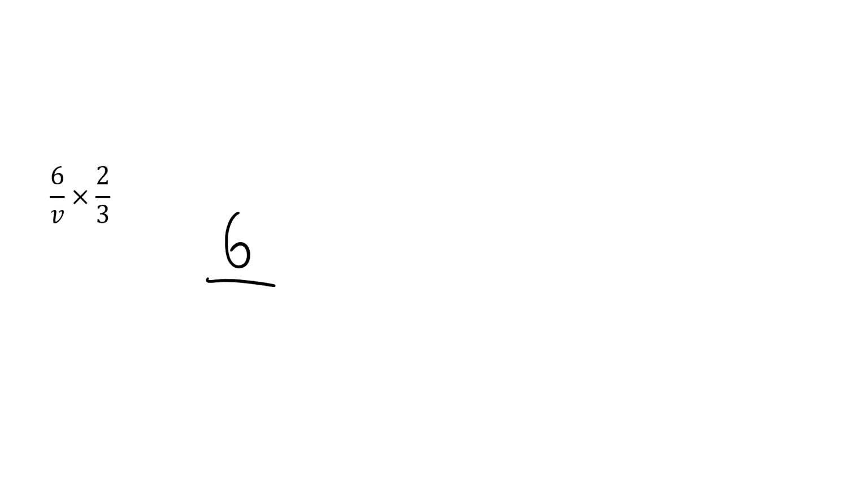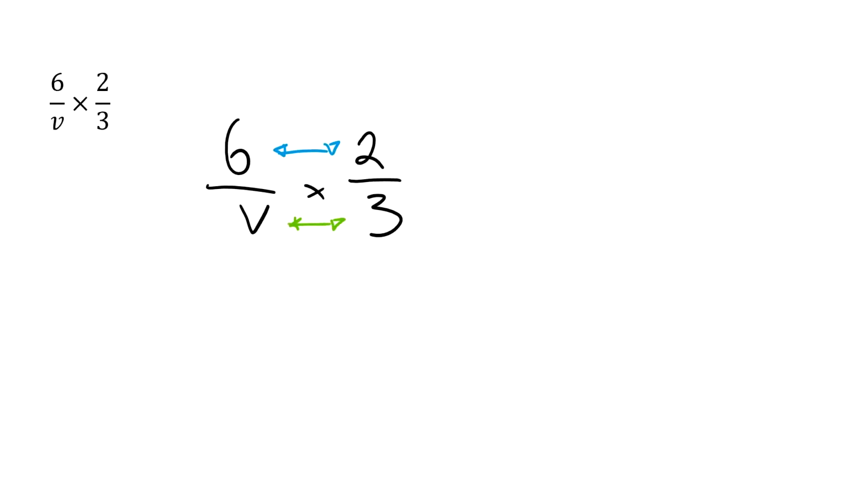We have 6 over v times 2 over 3. And once again, I like to draw my arrows to show what we're doing. You don't need to do these, and you don't even need to do them in different colors, but it just helps show exactly what we're doing.